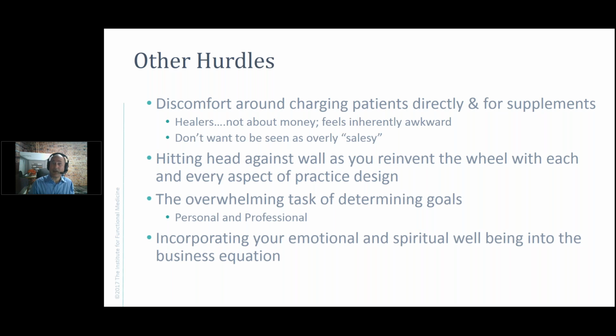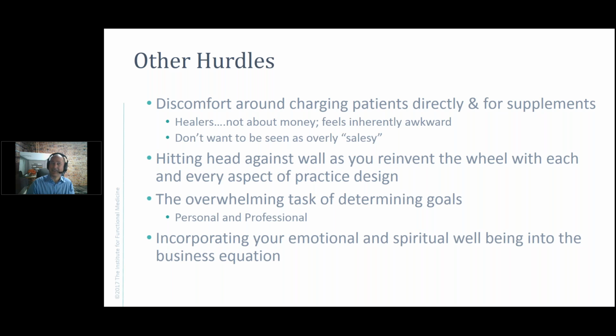A big hurdle for a lot of practitioners is concerns around charging patients. Charging for your services, what are you worth? Charging for supplements. We feel that we're healers as we are and that it's really not about the money. And as I said, the monks that I lived with, and I was in Thailand for 2 years living with the monks, weren't even allowed to touch money, not even allowed to physically come into contact with it, let alone spend it.